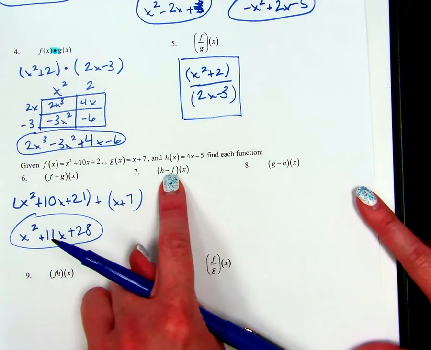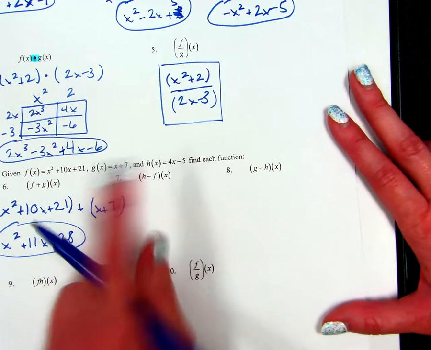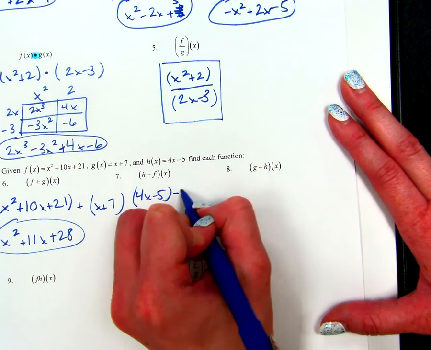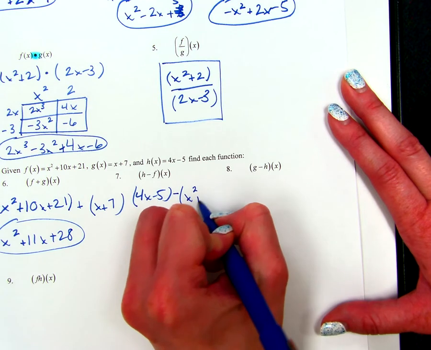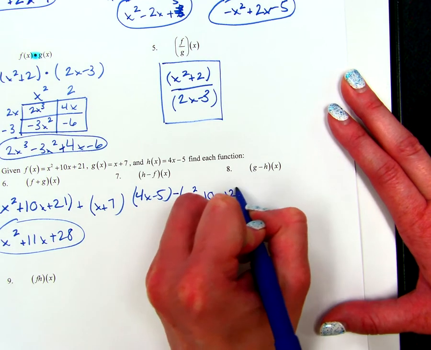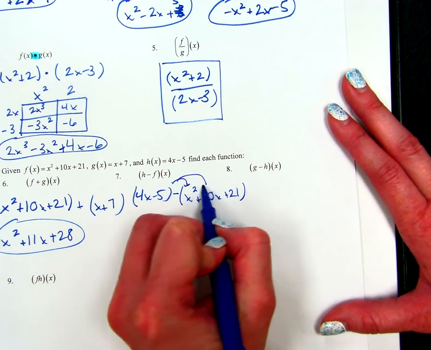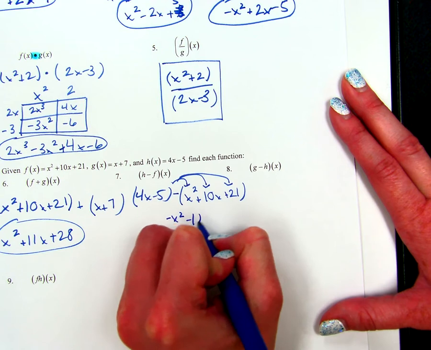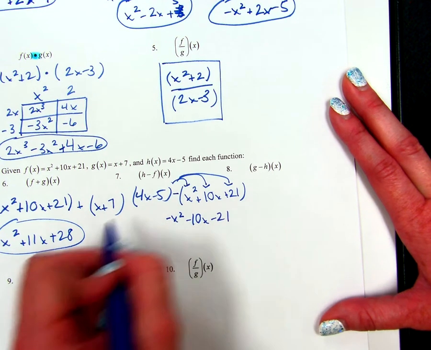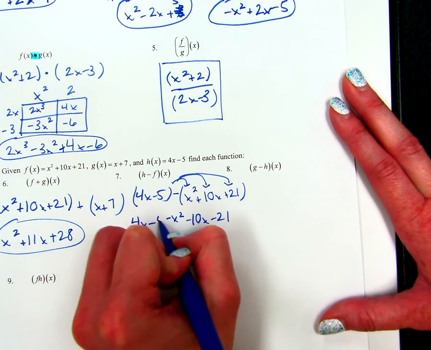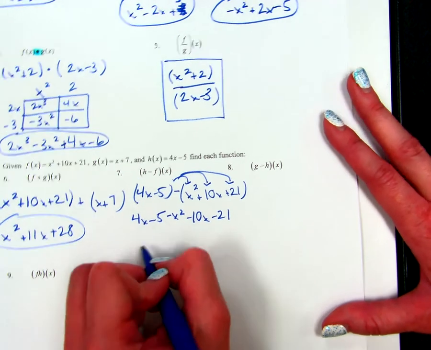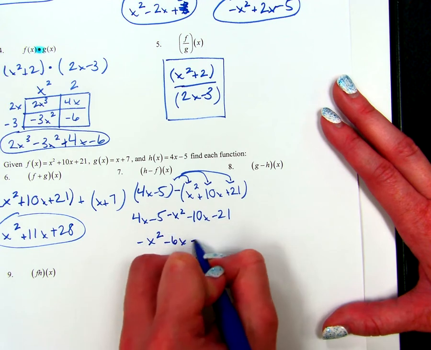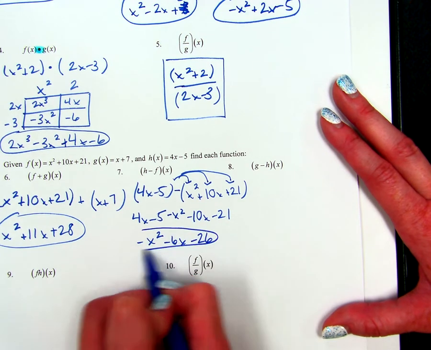Same thing with 7. It's h minus f of x, but I'm doing the same thing. H of x, which is 4x minus 5, minus f of x, which is x squared plus 10x plus 21. So again, we're going to distribute our negative to all three of those. So I have negative x squared minus 10x minus 21, 4x minus 5. I'm going to bring that down. So I'll just write that in order. Negative x squared minus 6x minus 26. And there's my final answer.